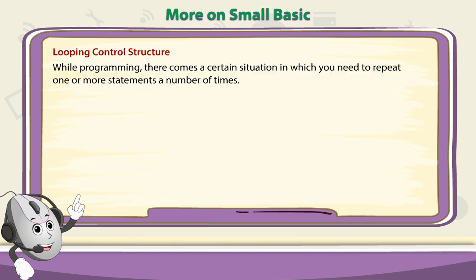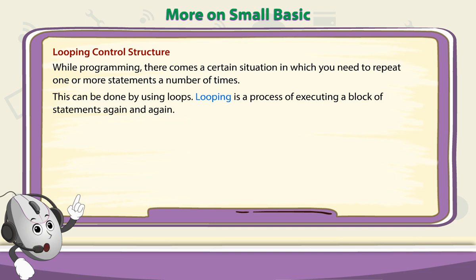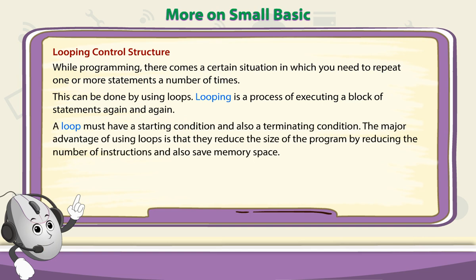Looping control structure. While programming, there comes a certain situation in which you need to repeat one or more statements a number of times. This can be done by using loops. Looping is a process of executing a block of statements again and again. A loop must have a starting condition and also a terminating condition. The major advantage of using loops is that they reduce the size of the program by reducing the number of instructions and also save memory space. Small Basic provides two types of loop: for loop and while loop.